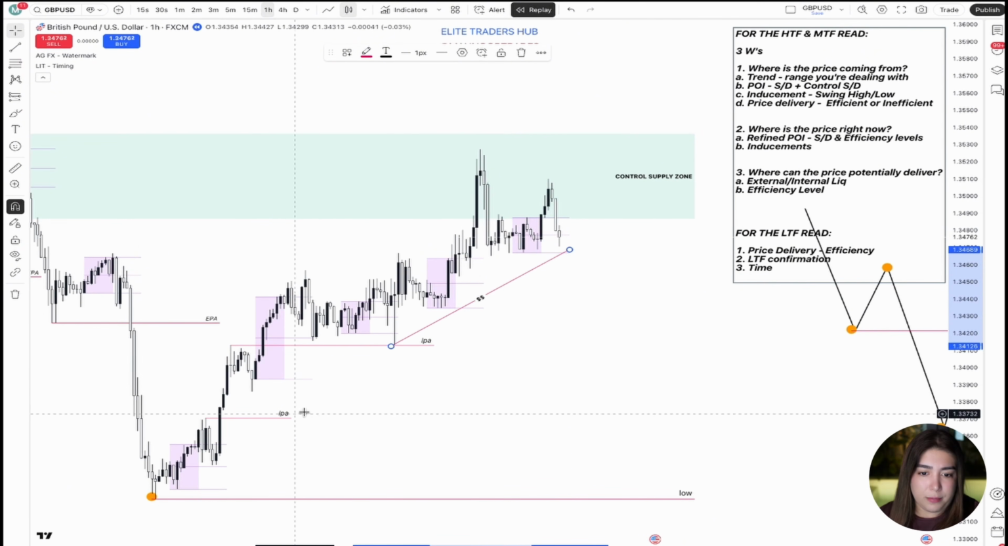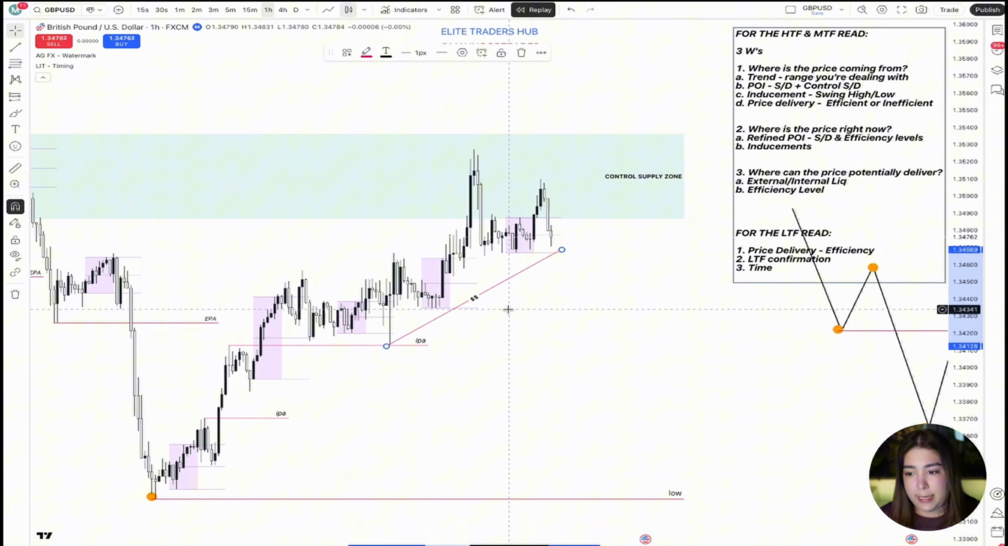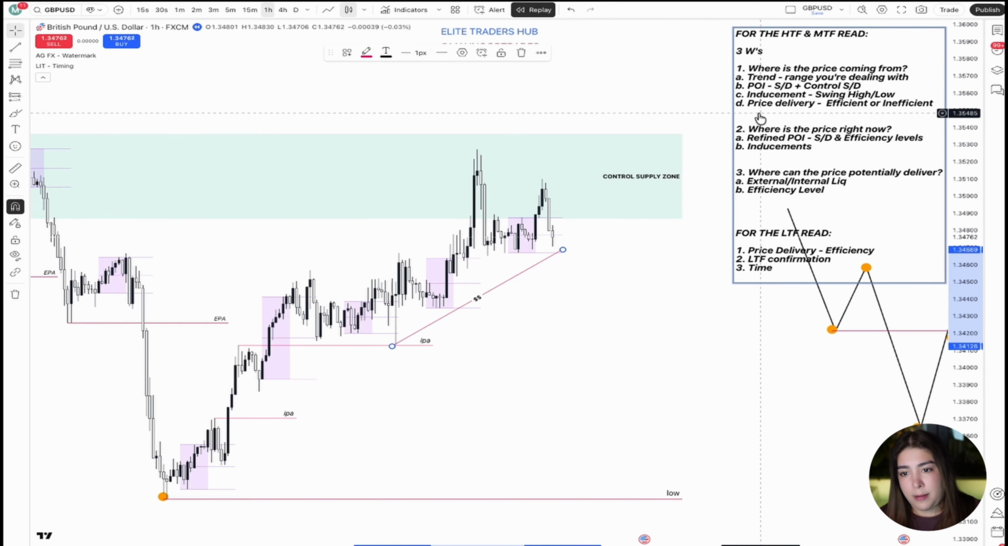Now in this case here, this leg here being inefficient is good, and I'm going to break that down further when I talk about targets. Where can we potentially deliver? I'll break that down further. Now that part is basically understanding price delivery, whether it's efficient or inefficient.